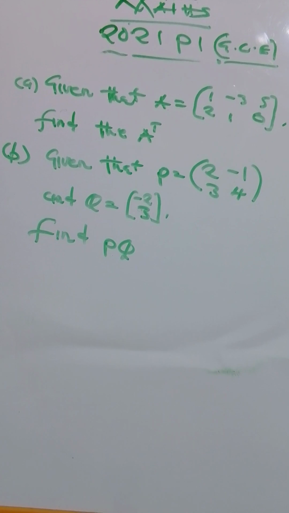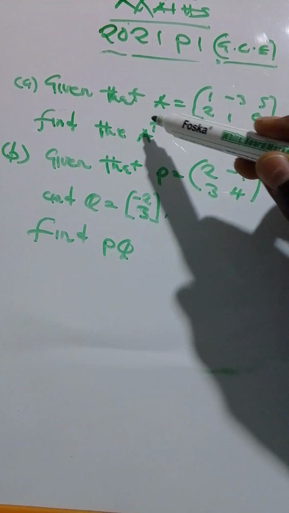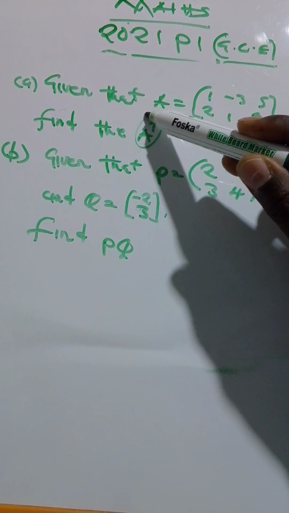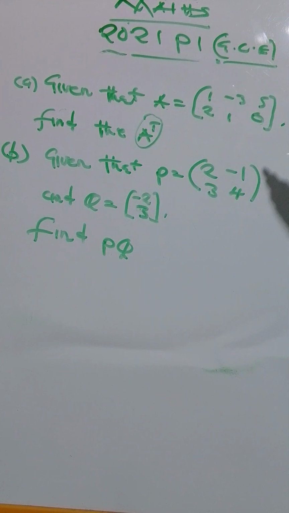So under matrix, we have A. A is equivalent to 1, -3, 5, then 2, 1, 0. So the question is find A transpose. So this means transpose. To transpose is just to flip the numbers.